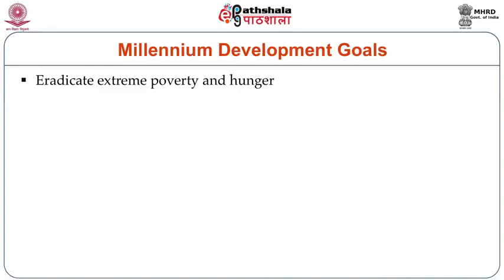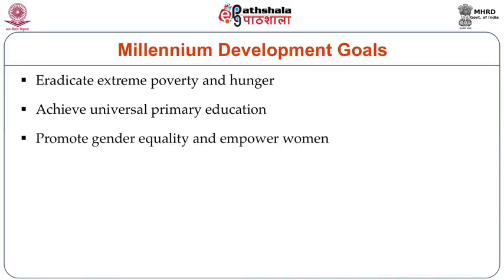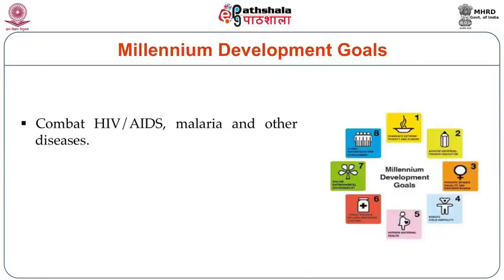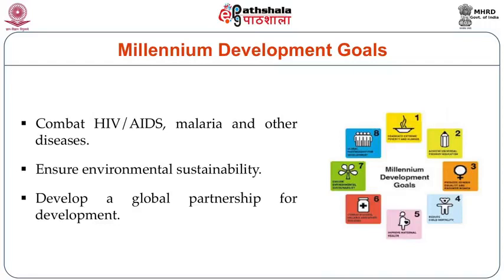Now, what are the Millennium Development Goals? We'll go one by one. The first Millennium Development Goal is to eradicate extreme poverty and hunger. The second one is to achieve universal primary education, followed by to promote gender equality and empower women. This is followed by the next Millennium Development Goal, which is to reduce child mortality, followed by improve maternal health, combat HIV, AIDS, malaria and other diseases, ensure environmental sustainability, and to develop a global partnership for development.